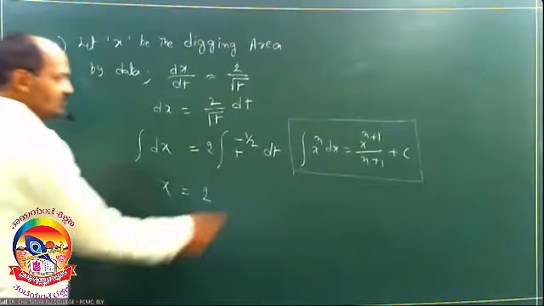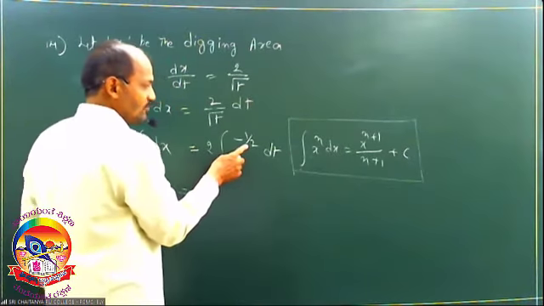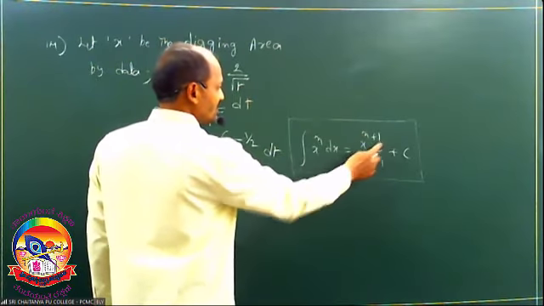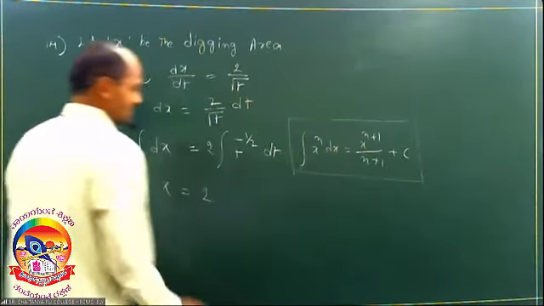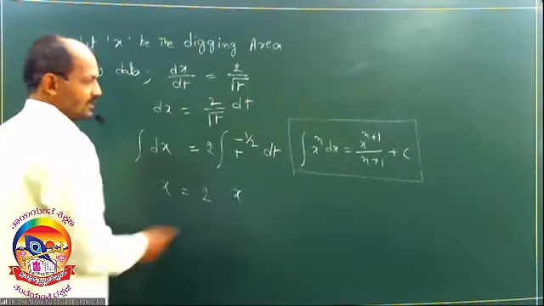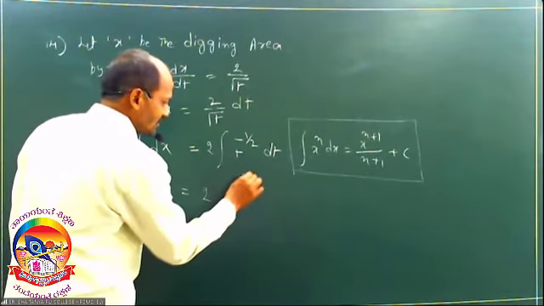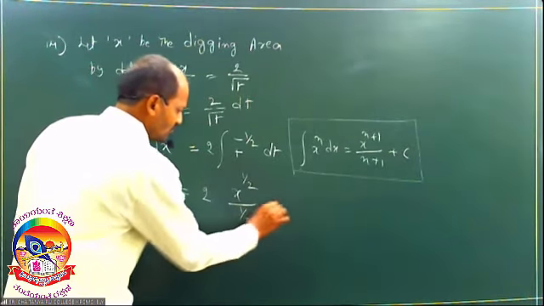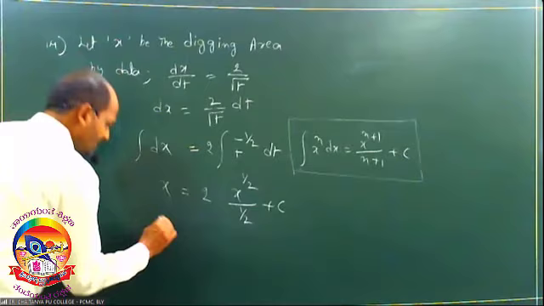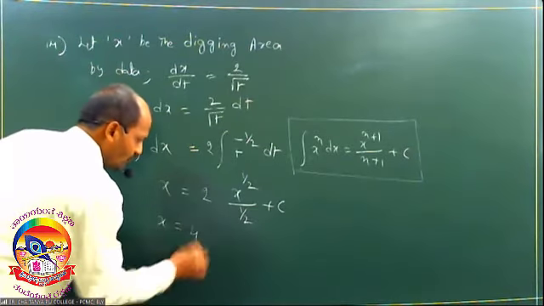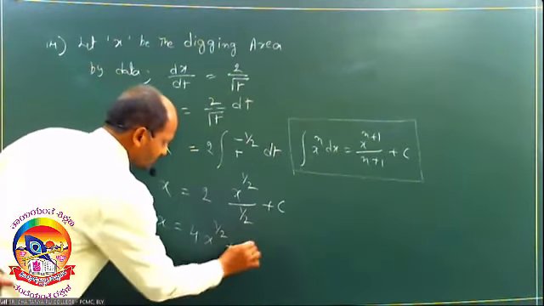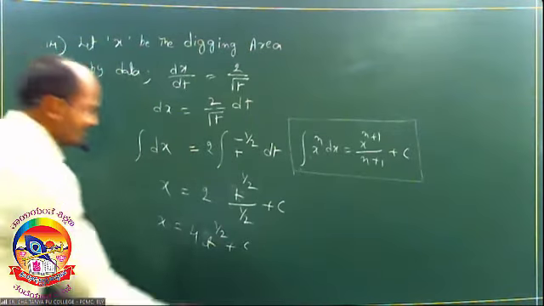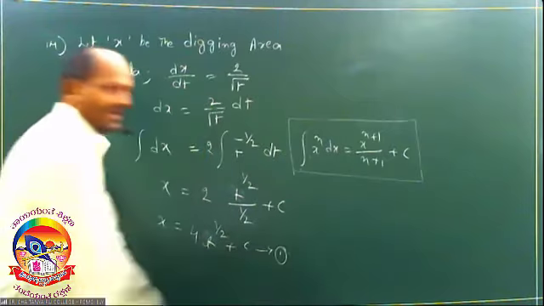So by using this formula, here n value is minus 1 by 2. So x power minus 1 by 2 plus 1 divided by minus 1 by 2 plus 1. So we get x power 1 by 2 divided by 1 by 2 plus c. So x is equal to 4 t power 1 by 2 plus c. Consider this equation 1.